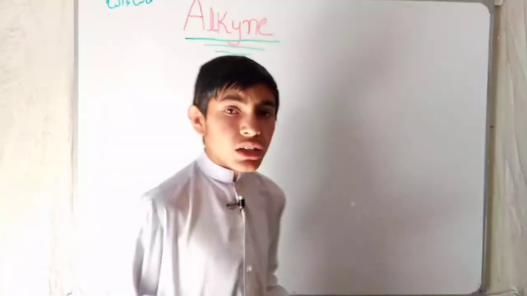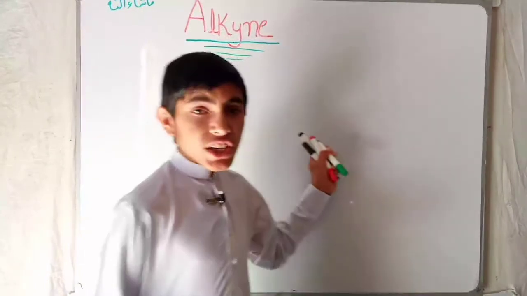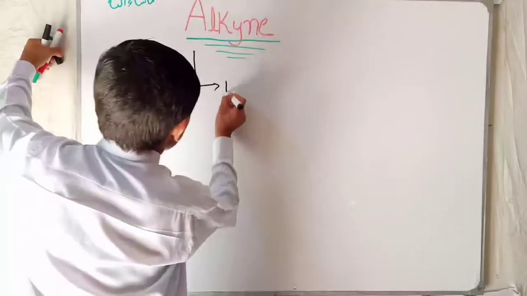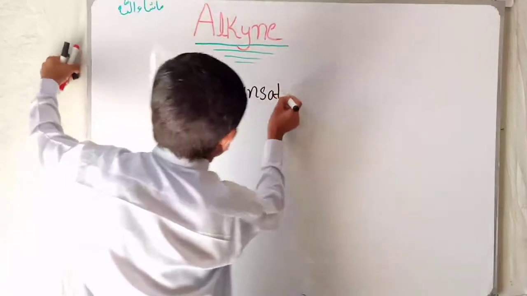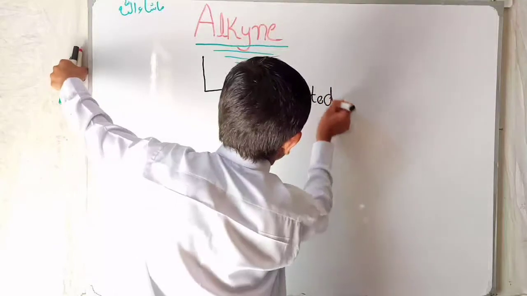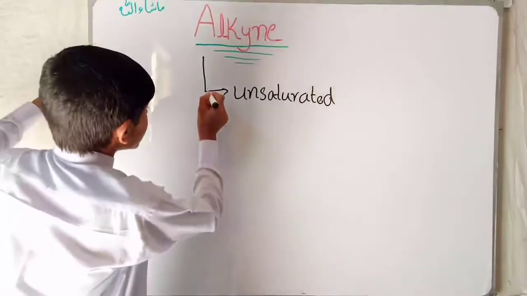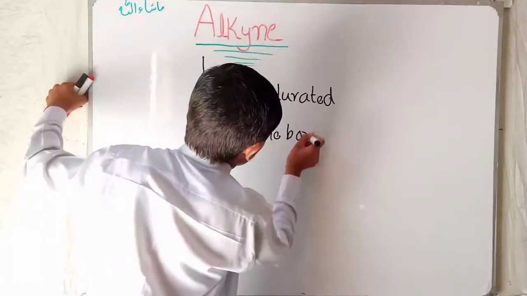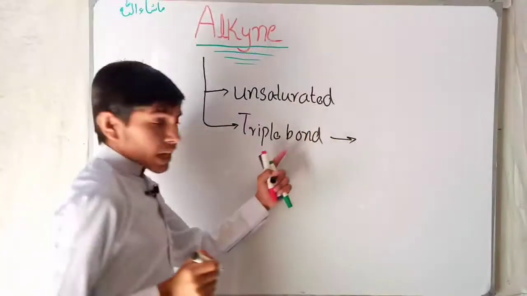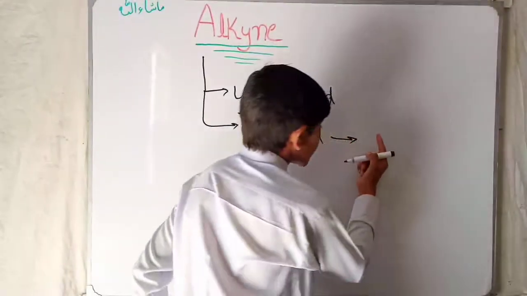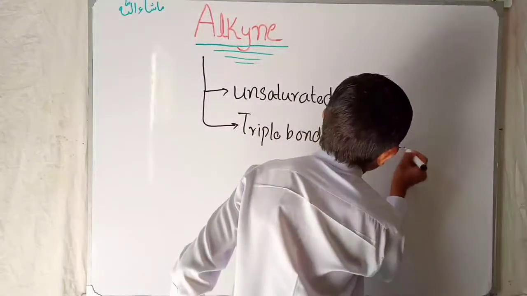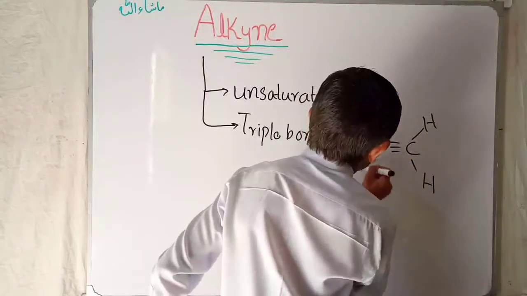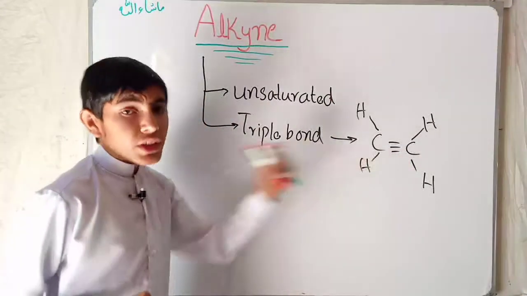First of all, alkynes are unsaturated hydrocarbons, just like the alkene. The second property is that they have a triple bond between the carbon atoms. If you take an alkyne, there should be a triple bond between the two carbon atoms like this, with hydrogen on each side.